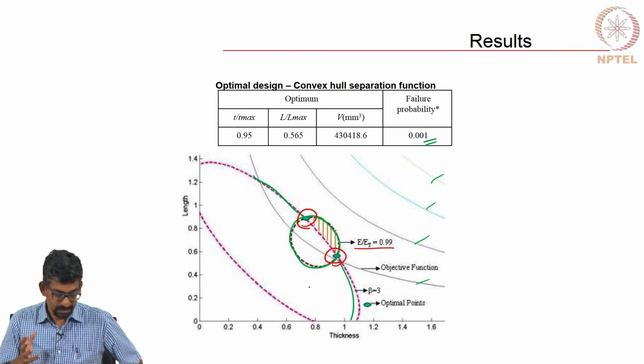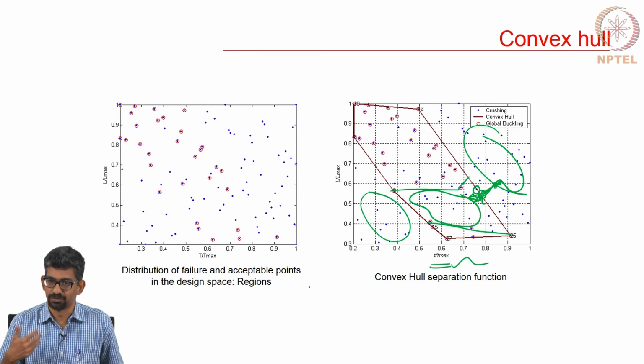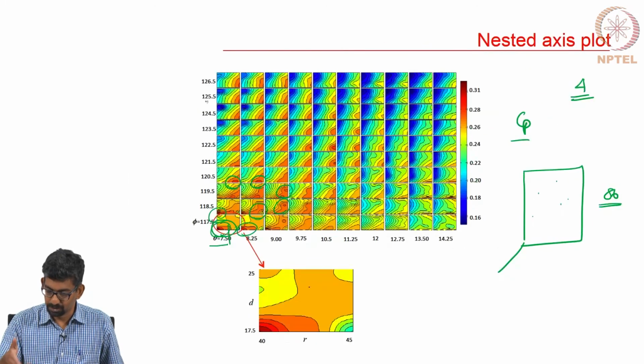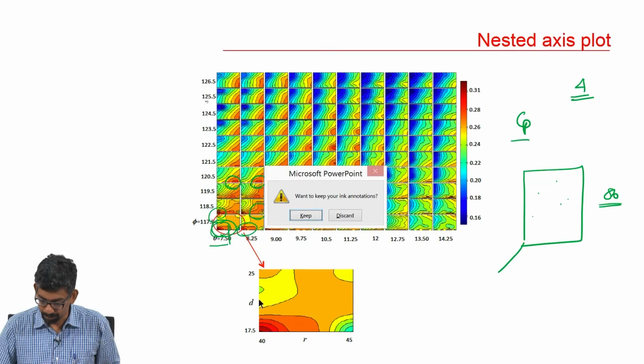Fine. These results were just shown to you to motivate where all you can use design of experiments. You can use it for understanding the design space, and we can do factor analysis. And of course, you can also use it for optimization obviously.